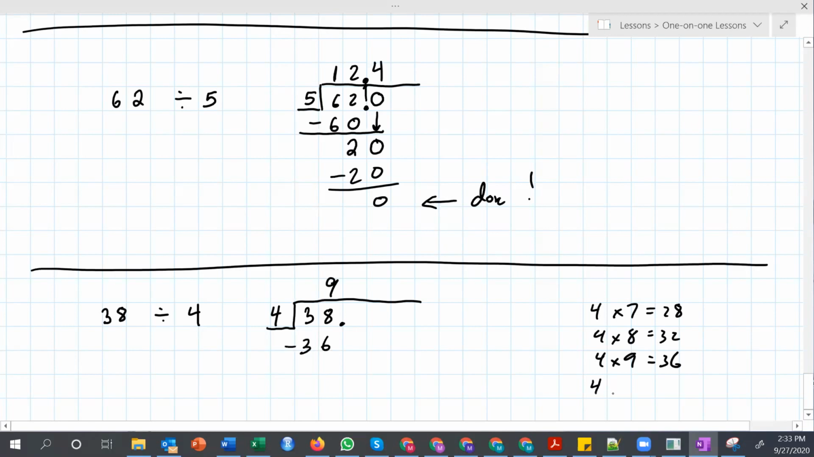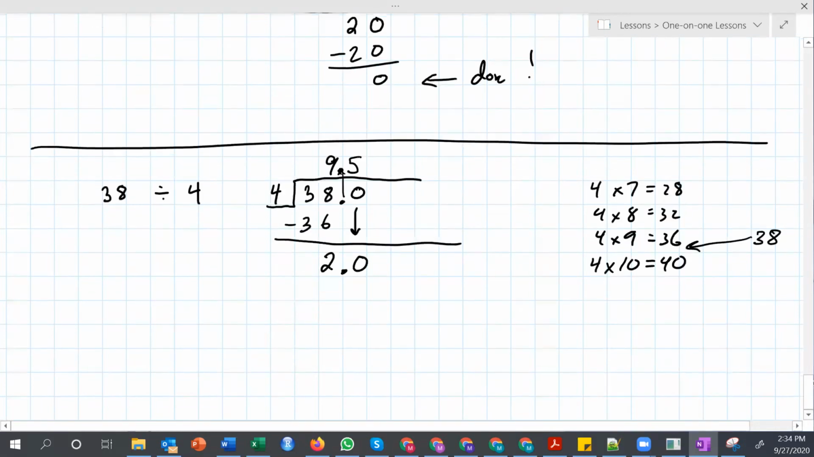Now, why didn't I go to 10? Because 40 is a higher number than 38. That's exactly right. So you don't go past it. You go just below it. So 9 times 4 is 36. You subtract, pull the 0 down. How many times does 4 go into 20? 5 times. And then 5 times 4 is 20. You subtract and get 0. And then we're done.